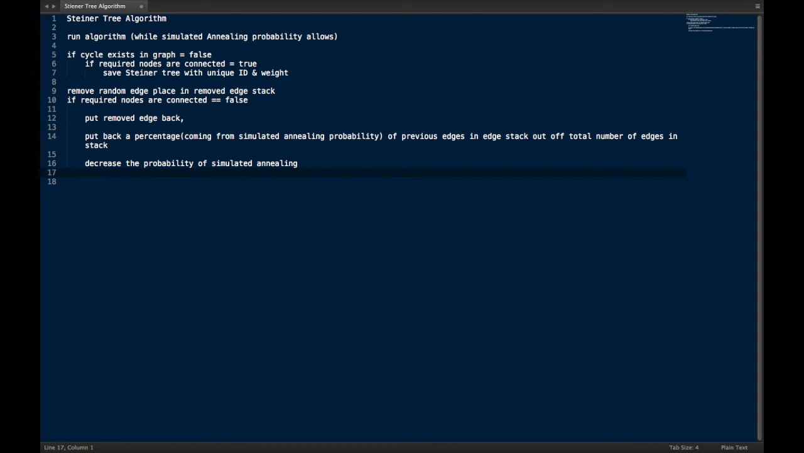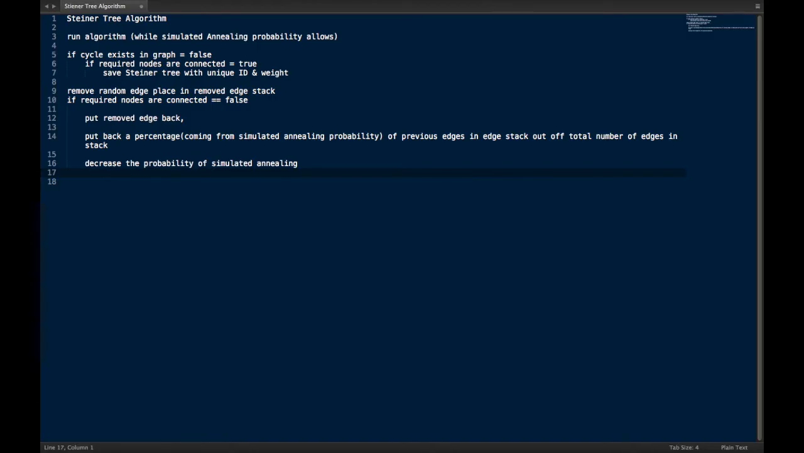Then we remove a random edge, place it in the removed edge stack, and if the required nodes are connected equals false, which in this case would mean that we've broken off one of the required nodes from the Steiner tree, we put the removed edge back, and then we put back a percentage of edges from the stack of previously removed edges based off of the current probability, and then we decrease the probability.